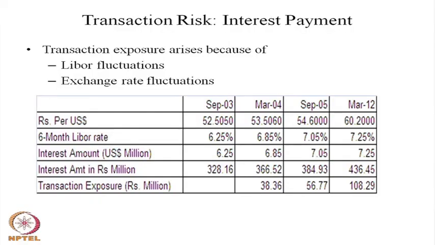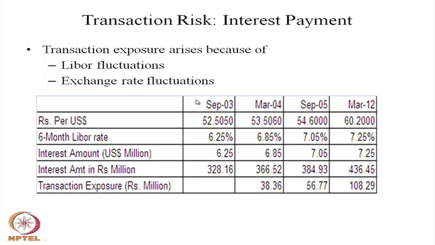That was the principal payment only. Let us come to the interest payment side. On the interest payment side, every 6 months you have to repay the interest. Here, suppose he borrowed in March. Now, every 6 months, when 6 months has come, in September 2003, the 6 months LIBOR in Indian rupee at that time was 52.50.